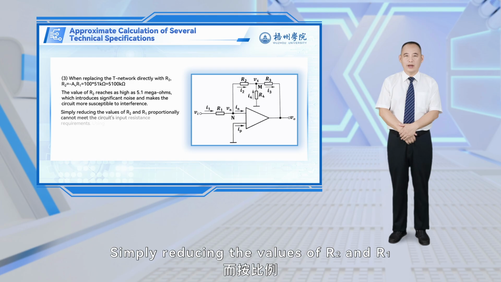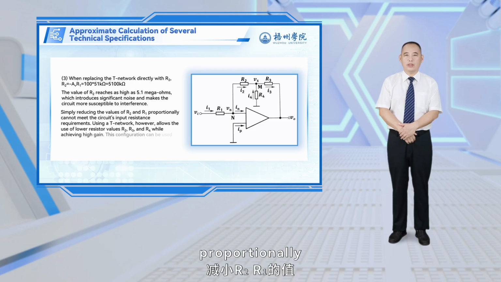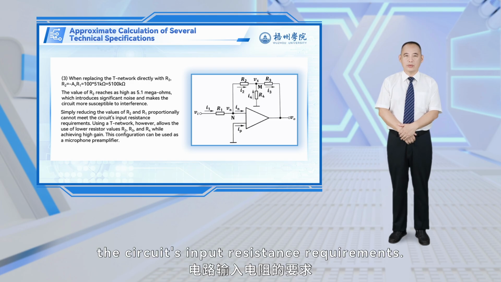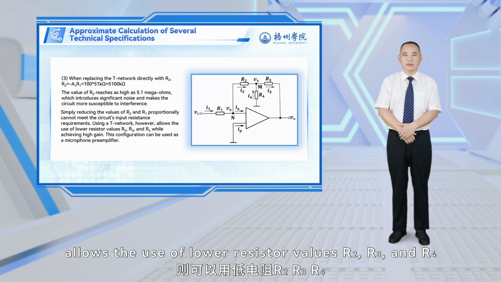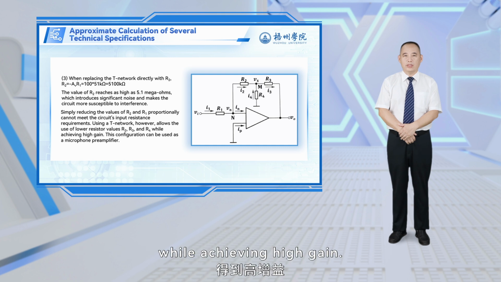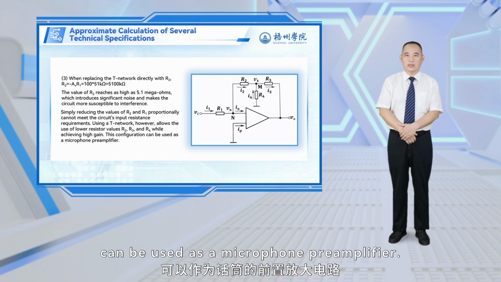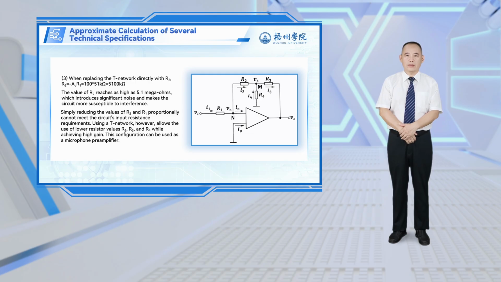Simply reducing the values of R2 and R1 proportionally cannot meet the circuit's input resistance requirements. Using a T-network, however, allows the use of lower resistor values R2, R3, and R4 while achieving high gain. This configuration can be used as a microphone preamplifier.